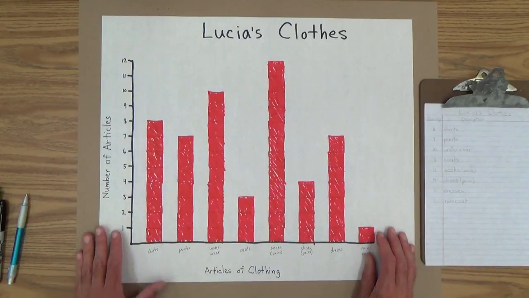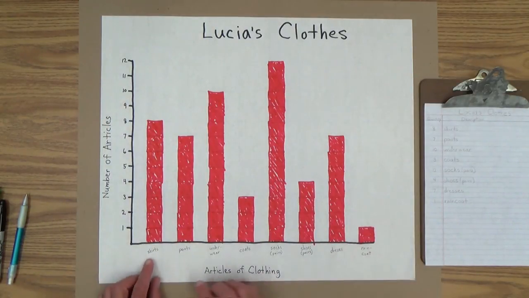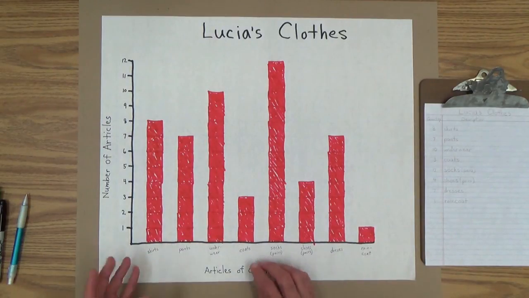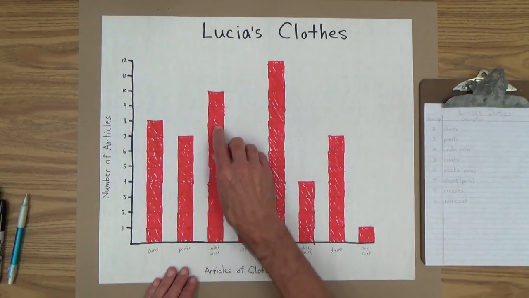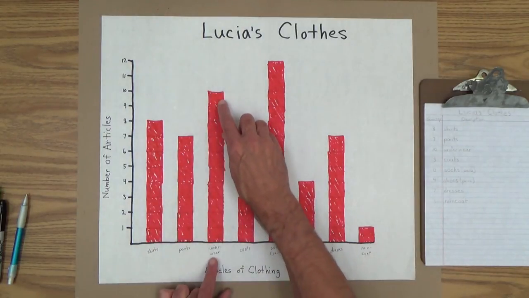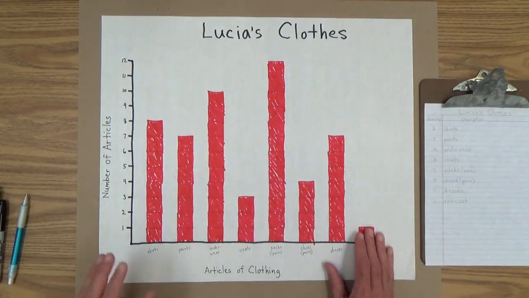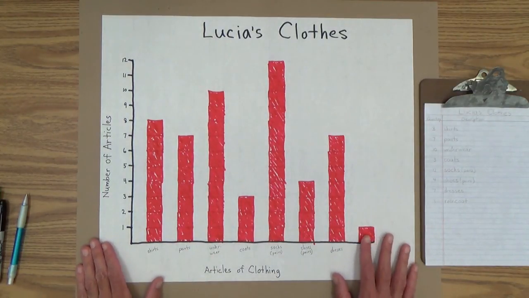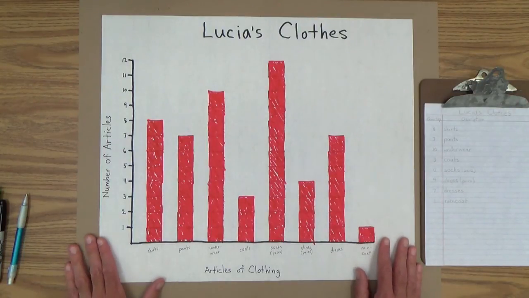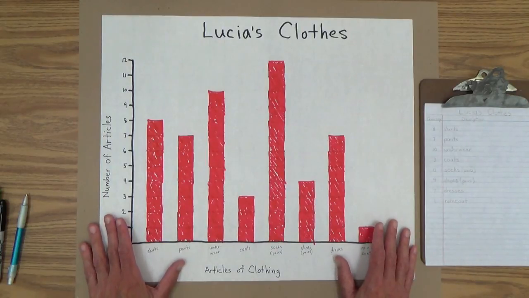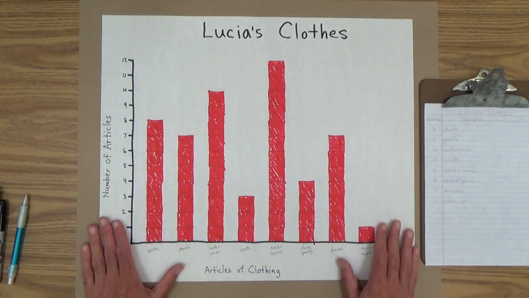We have this axis, the vertical axis, tells us the number of articles, and here are the actual articles of clothing. And as you can see, we build up the bar according to the number of articles each one has. So the graph is complete, and of course, now that it's complete, if it really serves its purpose, we should be able to read the graph for information. So you will be working with your child and teaching him or her how to do this.